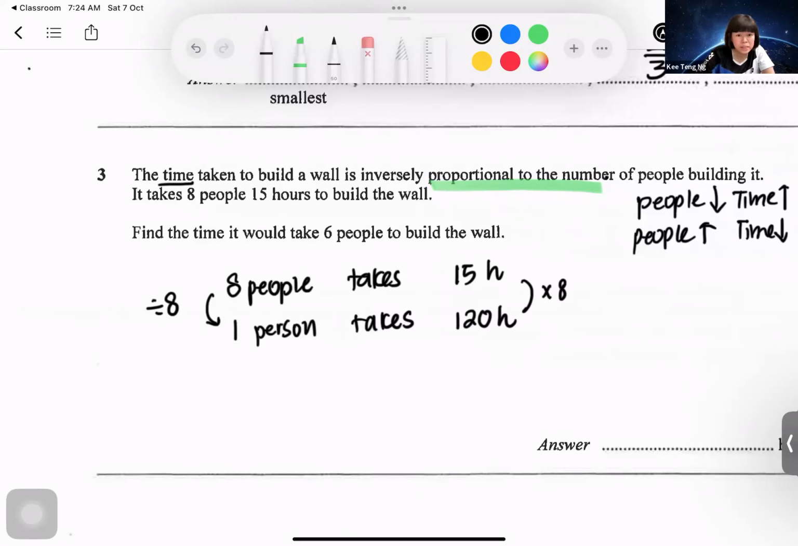Next, the time it will take 6 people to build the wall. Now, the number of people increases, so more people will take less time. So in this case, I need to divide by 6.